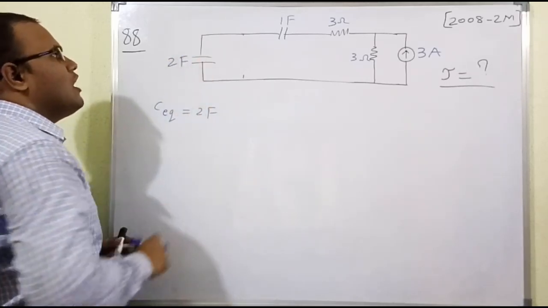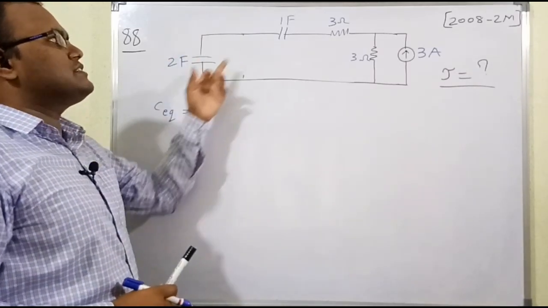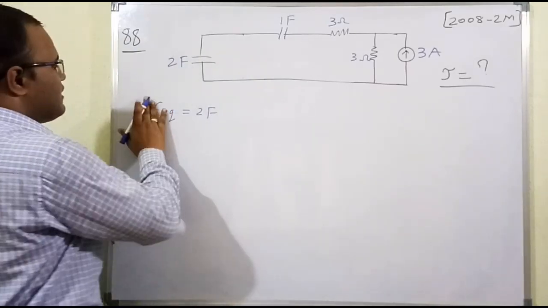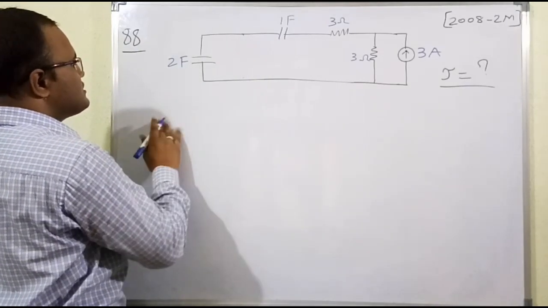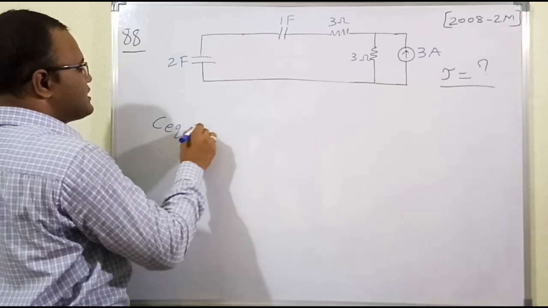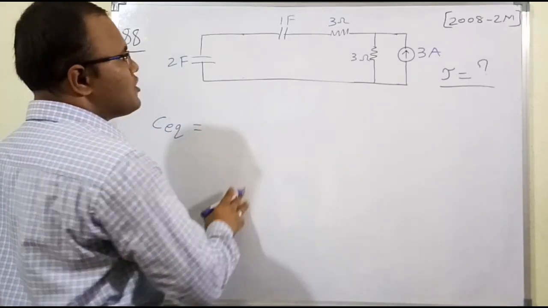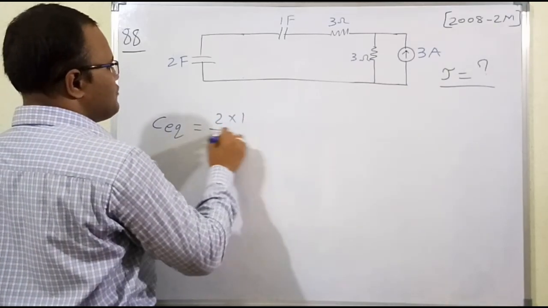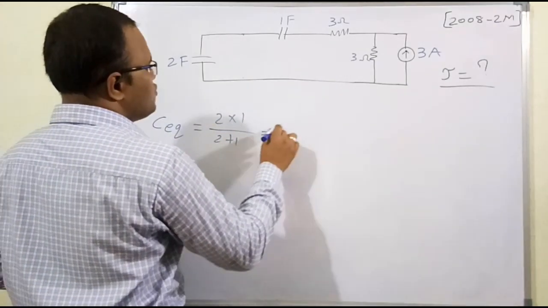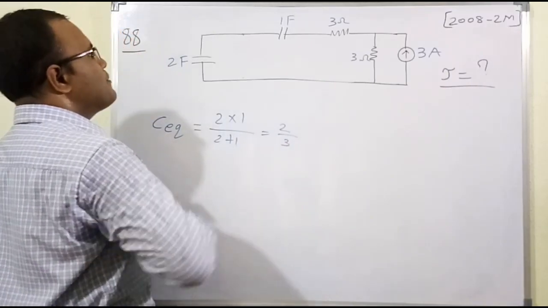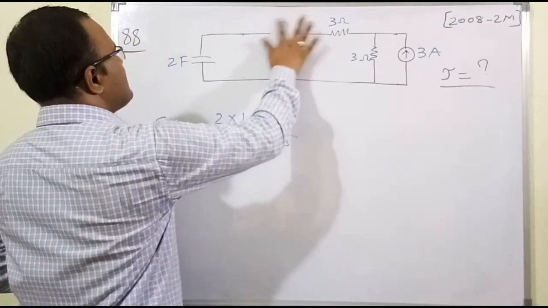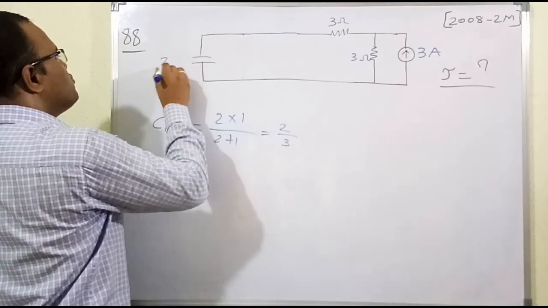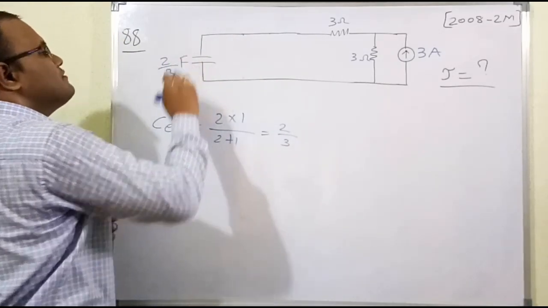So now this 2 farad capacitor and the 1 farad capacitor are in series combination. So C equivalent of these two, whenever they are connected in series, will become the product of their capacitances by the sum of their capacitances. Therefore 2 into 1 by 2 plus 1, so it is 2 by 3 farad. So now I am going to replace these two capacitors by a single capacitor whose capacitance value is 2 by 3 farad.